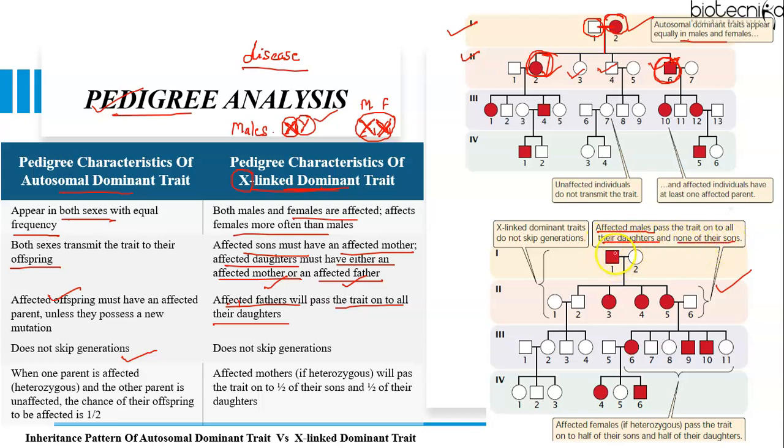As you can see here, this is the affected male and this is the unaffected female. This is a couple and they have the progeny. The offspring are 2, 3, 4 and 5. You can see all the daughters are affected, and the second, which is a son, is not affected. These daughters have inherited the X chromosome from the father who is affected, so they have received the X-linked trait from the father. X-linked dominant traits also do not skip generations.